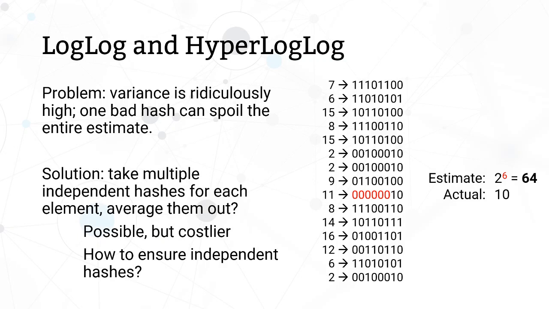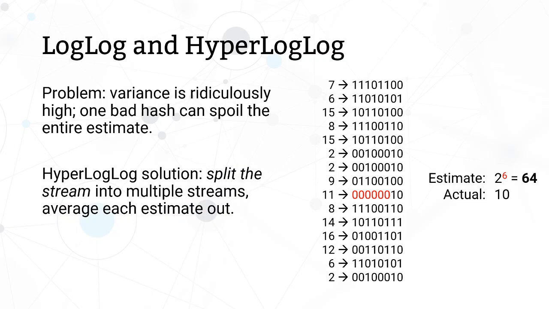So one solution you might think is, okay, let's take multiple independent hashes and then just average them out. That is possible, but of course it's costlier because we need to take multiple hashes, and we still have to ensure that these hashes are actually independent, right? So that's one way of doing things. But the way that LogLog and HyperLogLog do it is very clever.